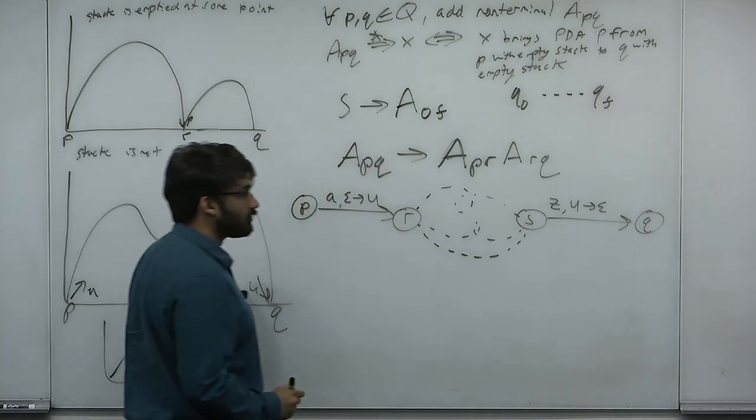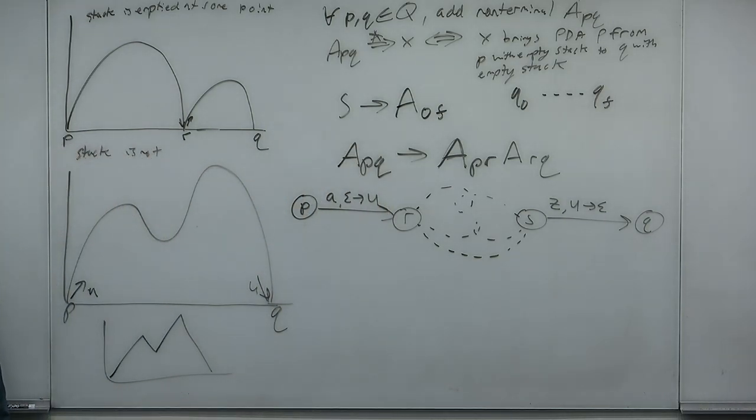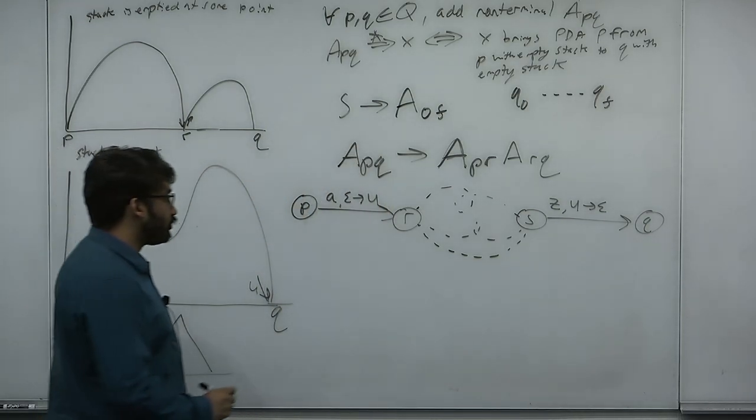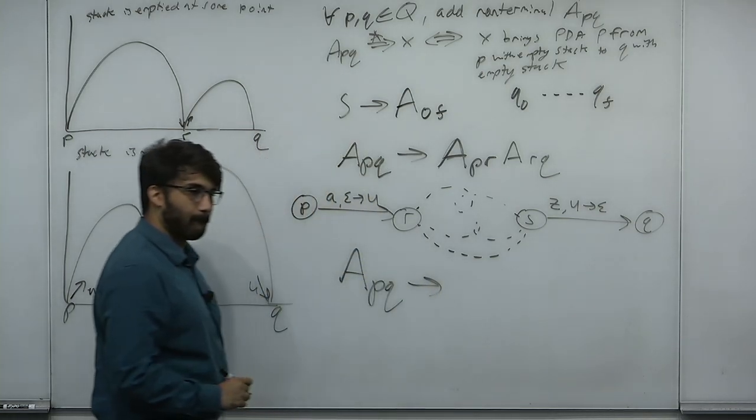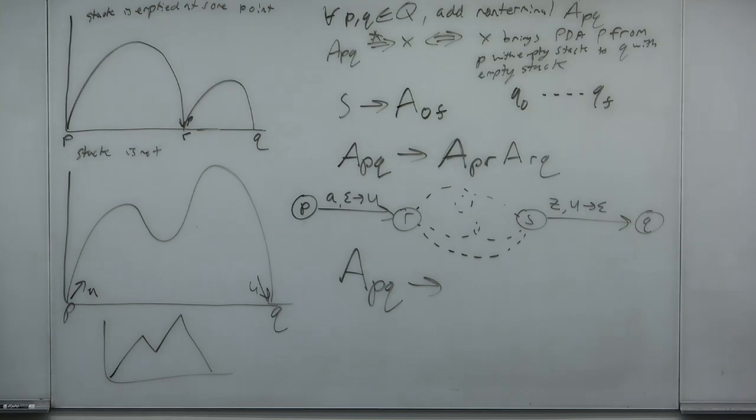Whatever the possible paths are in the thing. If we're in case two and the stack is not emptied at some point, what should our productions be? This is hard, I think. We need all the letters that you push at some point, almost like all the letters that are going up, up until the peak.